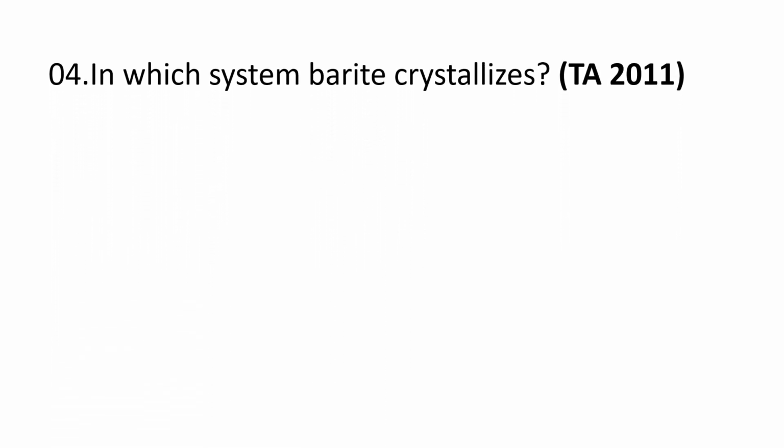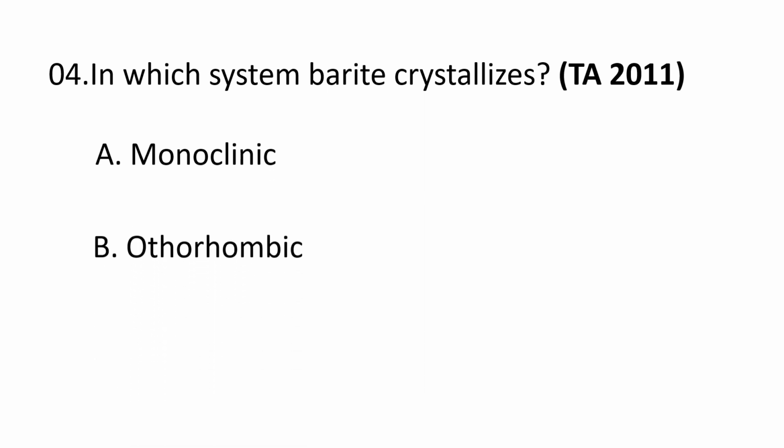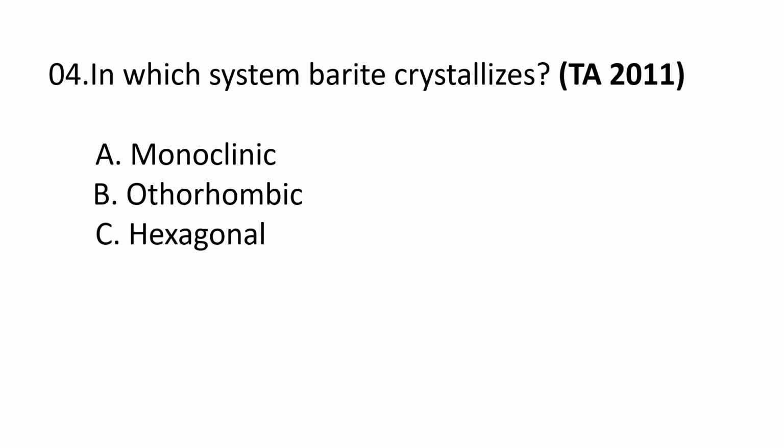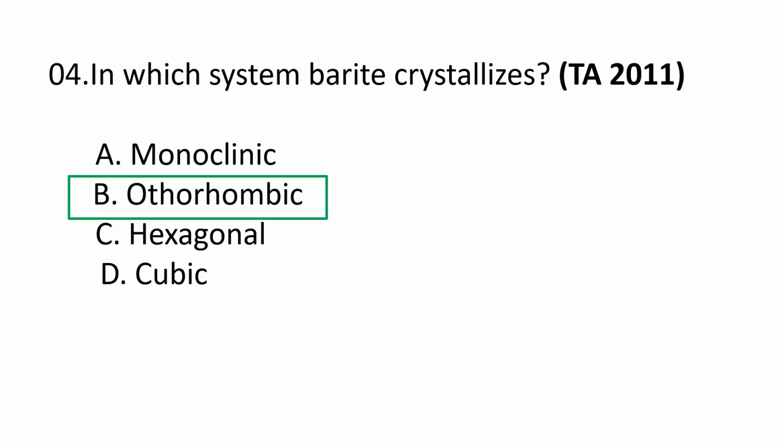Fourth question: in which system does barite crystallize? Barite or barytes. The choices are A. Monoclinic, B. Orthorhombic, C. Hexagonal, D. Cubic. The correct answer is B. Orthorhombic.